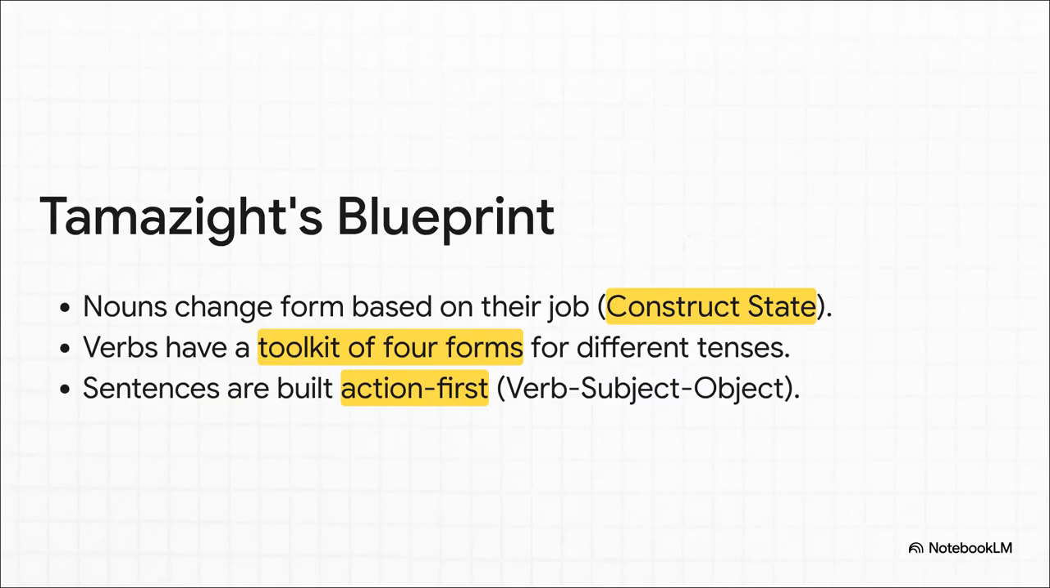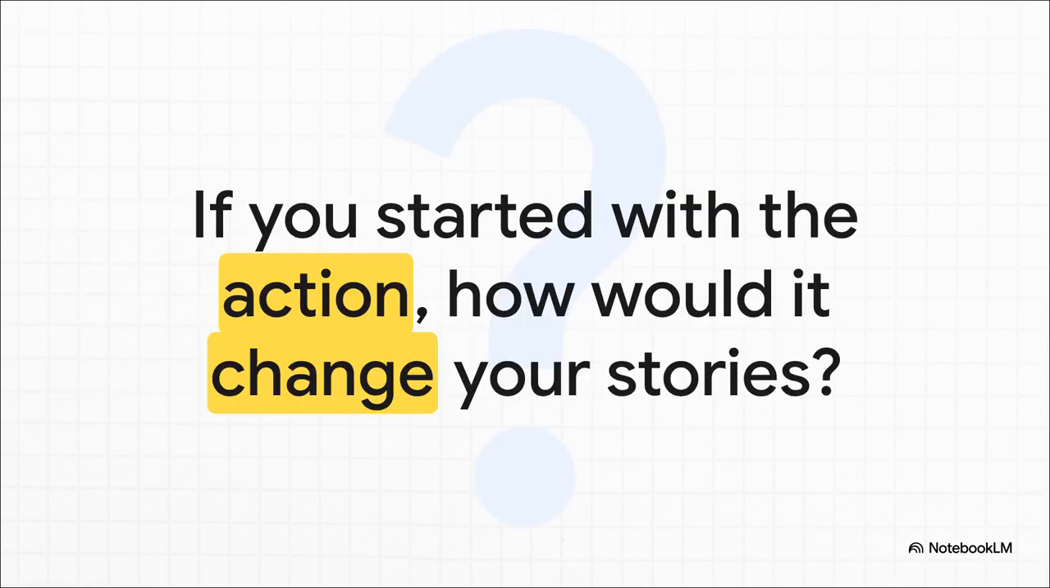So, what are the big takeaways from our little architectural tour today? Well, number one, nouns in Tamazight physically change their shape based on the job they're doing. Number two, verbs come prepackaged in a 4-piece toolkit for different situations. And number three, sentences are built action first, always leading with the verb. And all this leaves us with a final thought to chew on. Grammar, it's not just a boring set of rules, right? It's really a lens through which we see the world. So I want you to consider this. If your language forced you to state the action first, before you even said who did it, how might that change the way you see things, the way you think, and maybe even the way you tell your own stories?